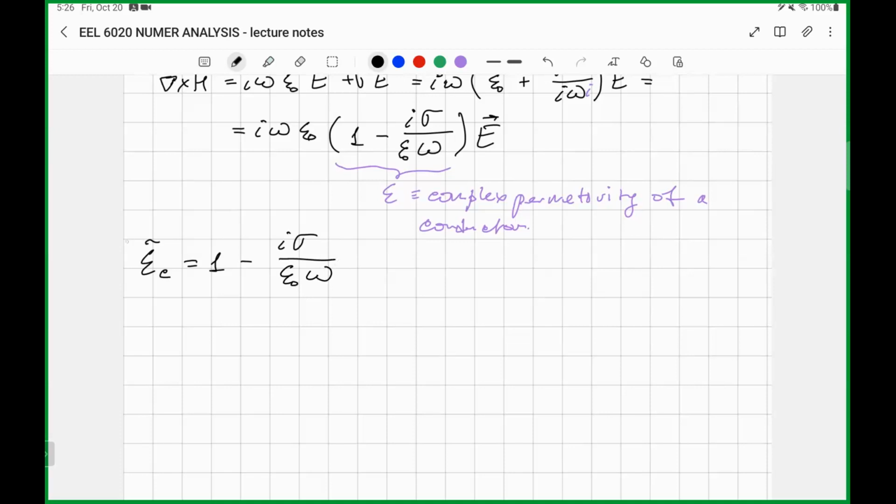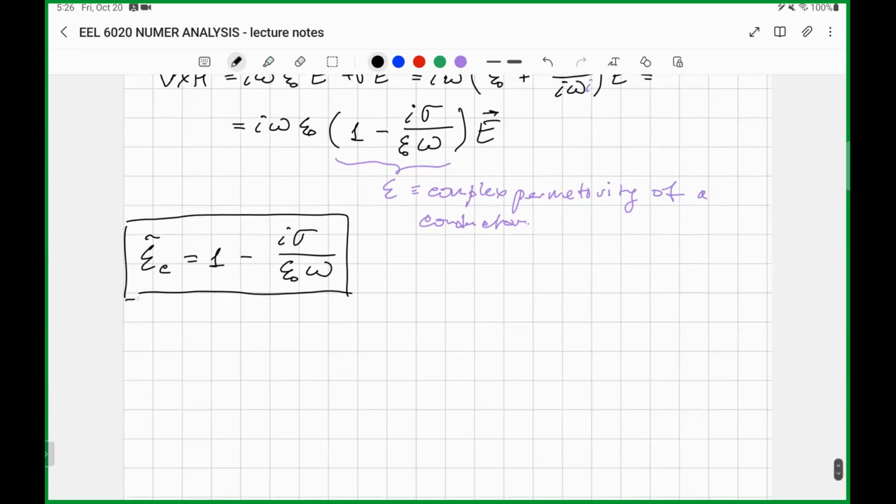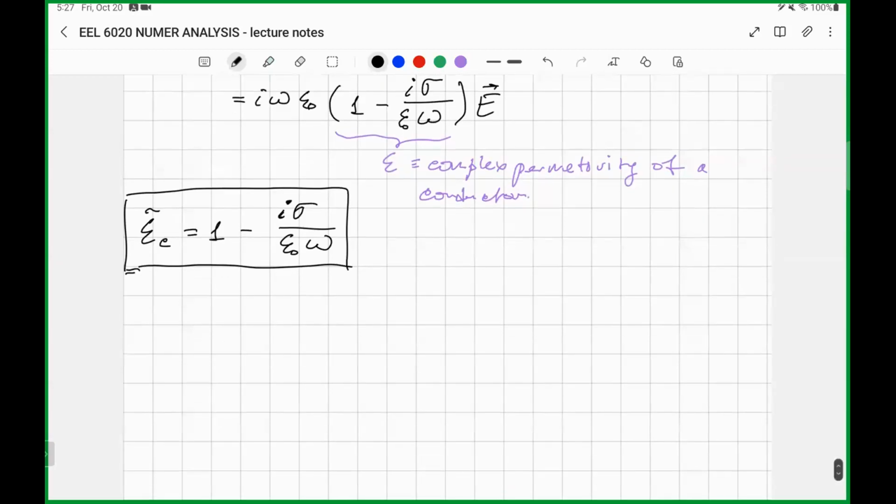Epsilon zero omega. Right. So this is the general formula for a conductor permittivity, and we see that the presence of free charges in a conductor, in the metal, makes the permittivity complex valued, right? So this second term here is complex valued, obviously, because of this imaginary unit there.